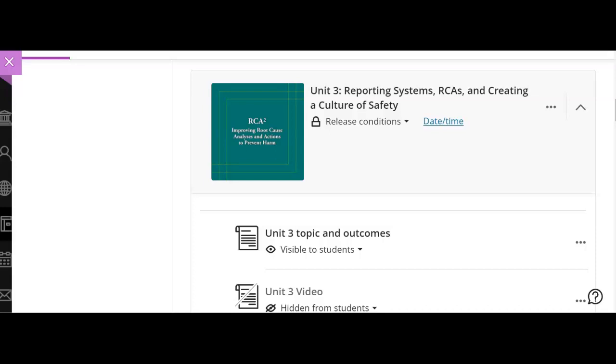We're on to learning unit number 3, which is inclusive of reporting systems, root cause analysis, and creating a culture of safety. So as we go through this learning unit, I want to remind you of two things. Number one, this content, especially this course, prepares you to sit for the Institute for Healthcare Improvement's patient safety professional certification. So because of that, it's really important that you read through the information, look at those IHI tools. It's important for the certification exam.